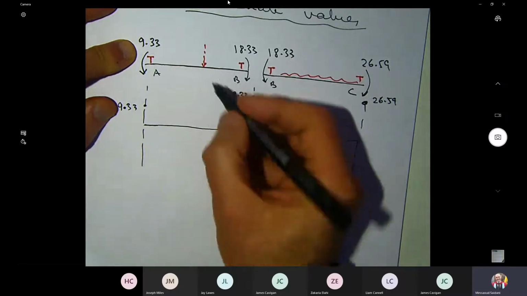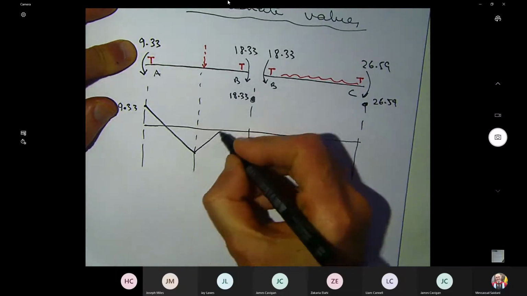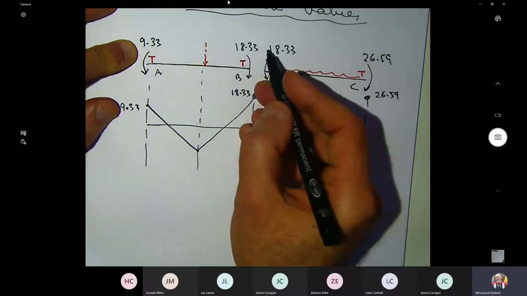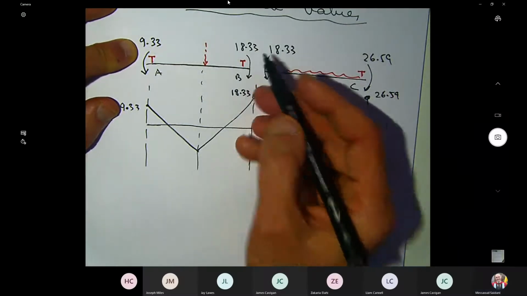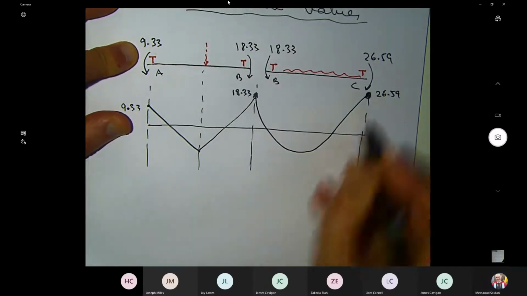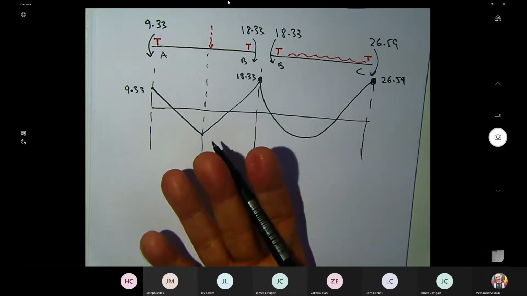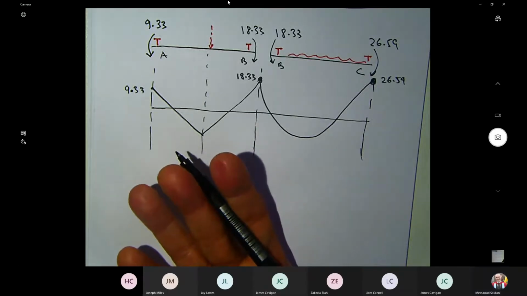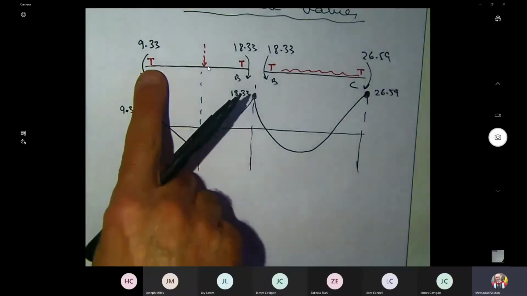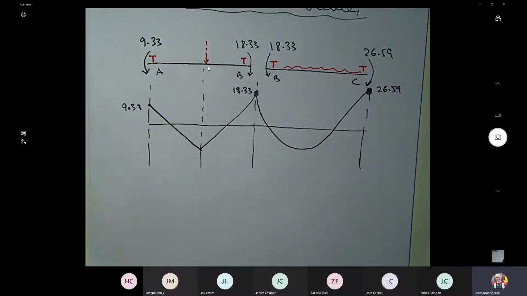And then what do we have? Between A and B, we have a point load, so it's going to be linear. Between B and C, we have a uniformly distributed load, so therefore the bending moment diagram will be parabolic. Is that clear? And that's the shape of the bending moment diagram, correctly drawn. In other words, you follow the convention for the sign of the moments, and you follow the convention on how you draw the bending moment diagram, and then you get the correct shape.